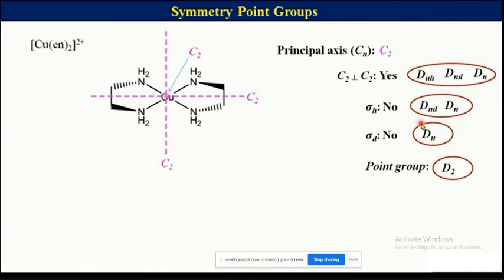Now you need to find out whether sigma d is present or not. Since there is no sigma d, remember it always passes through the intersection of two C2 axes. If you do not understand sigma d, then understand it like this: in any given molecule, if two C2 axes are passing at 90 degree orientation, sigma d will pass through the middle of that, or you can say at 45 degrees, that plane, and your molecule is going to be symmetrical, then it will have sigma d. So in this case there is no sigma d, so the point group is D2.